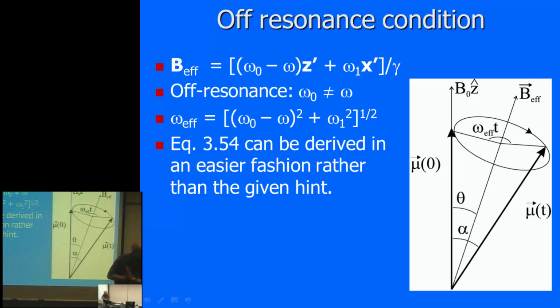Okay, so I think this is the last slide. The last slide is actually the homework problem you are going to have. I think they were talking about the off-resonance condition, meaning that omega now is not omega naught. So you see that now you got something complicated like this, and it asks you to derive equation 3.54.